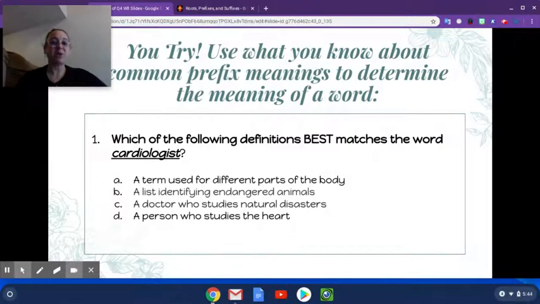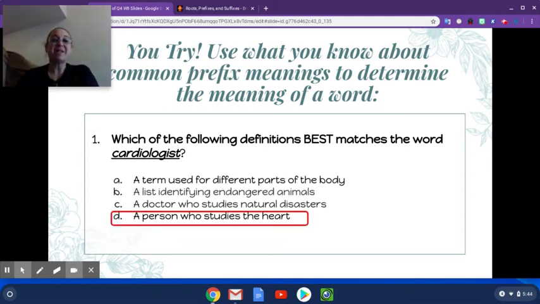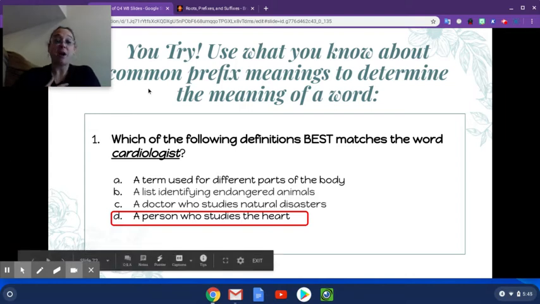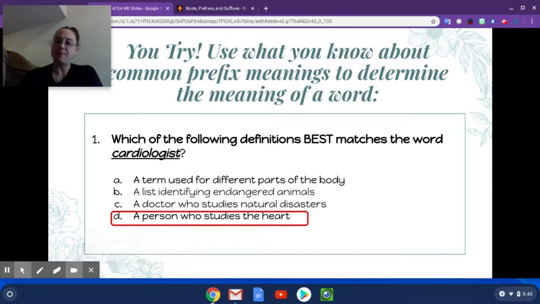We're going to go into this one now. I want you to think about it. Which of the following definitions best matches the word cardiologist? I want you to remember what was cardio and what is ologist. What would that be? Think about it. Very good. It's a person who studies the heart because cardio means heart and ologist means the study of. So obviously it's the study of the heart.